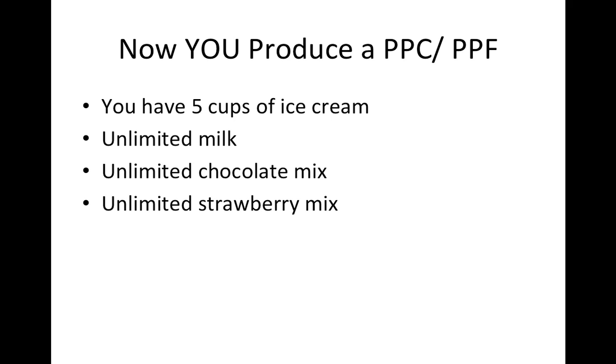Okay, now it's your chance to try and make one of these production possibility curves. What you are given is 5 cups of ice cream. You're going to make as much of this as possible, but you have 5 cups of ice cream. You have unlimited milk, unlimited chocolate mix, and unlimited strawberry mix. With that information, I want you to make a production possibility curve in your notebooks, which hopefully you're already using to take notes over some of these items.